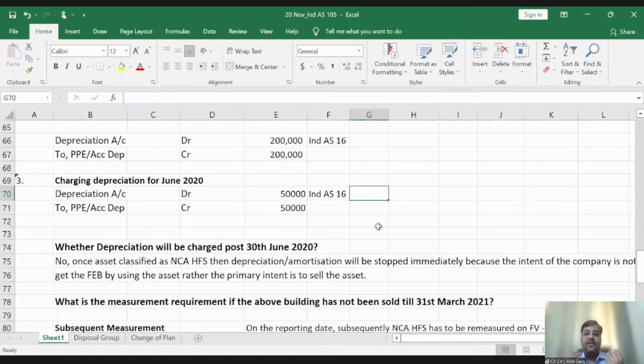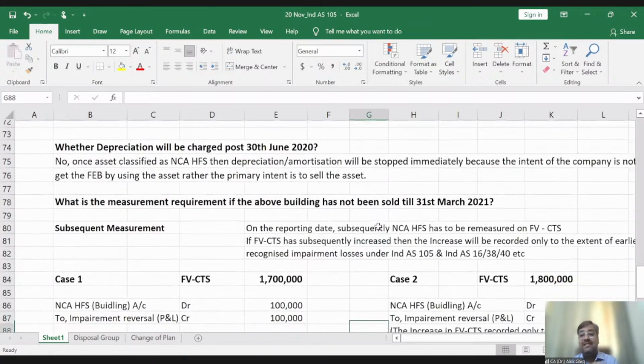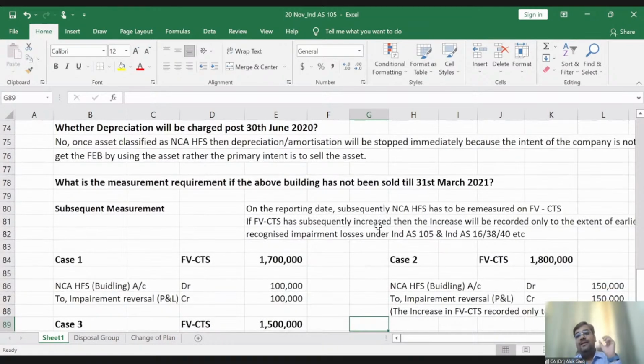What is subsequent measurement? Again, if the asset has not been sold on the reporting date, then it has to be subsequently remeasured at fair value less cost to sell, right? Since there is no concept of carrying value after that. Why? I mean to say carrying value as per the respective standard. Because now it is in the kitty of Ind AS 105, right? In that case, fair value less cost to sell has to be calculated. If fair value less cost to sell is subsequently lower, then this lower has to be recognized as impairment loss.